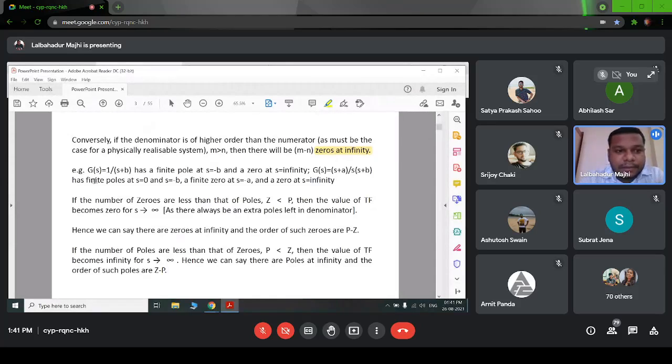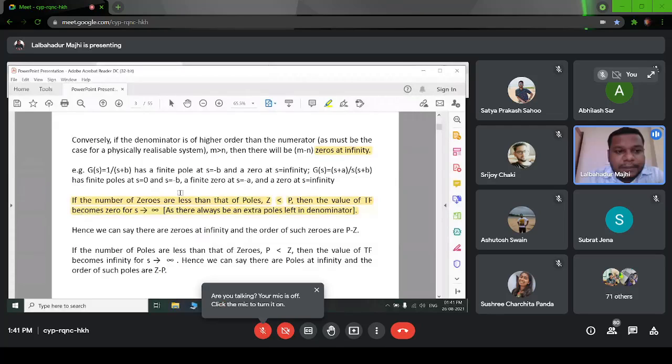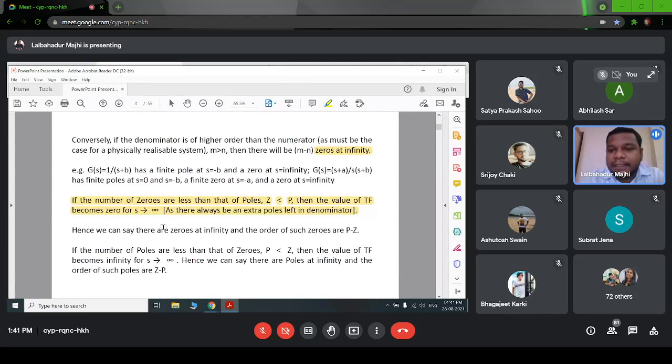To summarize, if the number of zeros is less than the number of poles, that is z for zero and p for pole, if z is less than p, then the value of the transfer function becomes 0 as s tends to infinity. Suppose there are 2 zeros and 3 poles. As s tends to infinity, the transfer function value becomes 0. So we can say there are zeros at infinity. Clear this one?